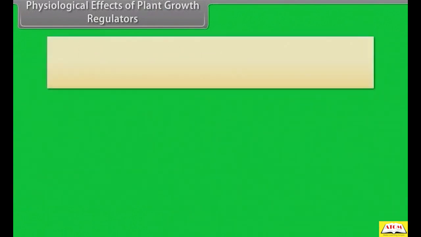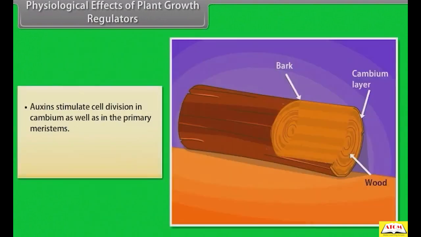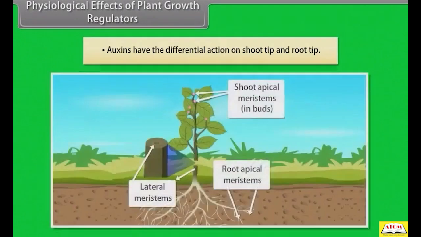Physiological effects of auxin on plants. Suppression of lateral buds by the apical bud is called apical dominance, and it is due to transportation of auxin. Auxins stimulate cell division in cambium as well as in the primary meristems. Cell elongation is an important role played by auxins. Auxins have a differential action on shoot tip and root tip.